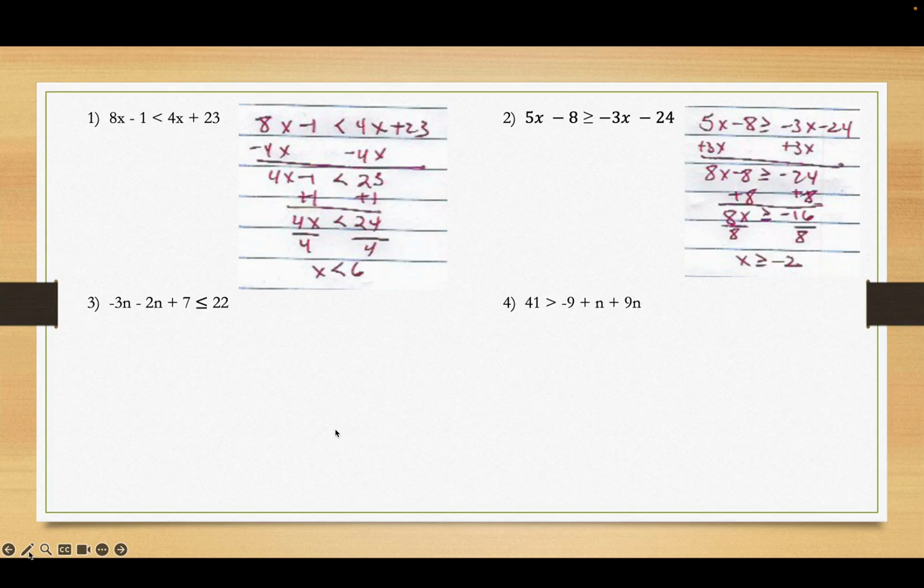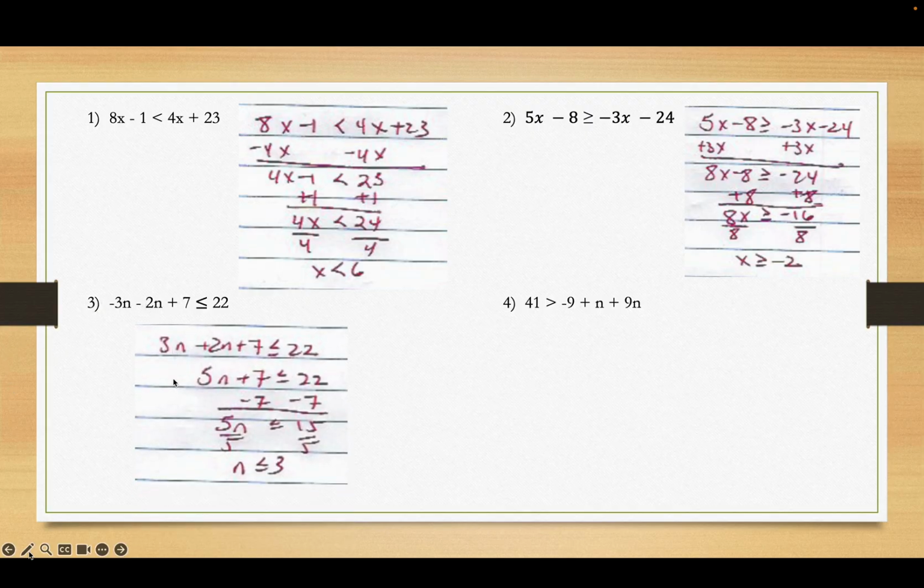Okay, so let's try numbers 3 and 4 now. Go ahead. Okay, I'm sure you did your stop and start on number 3. I got negative 3 n's and negative 2 n's. That makes negative.